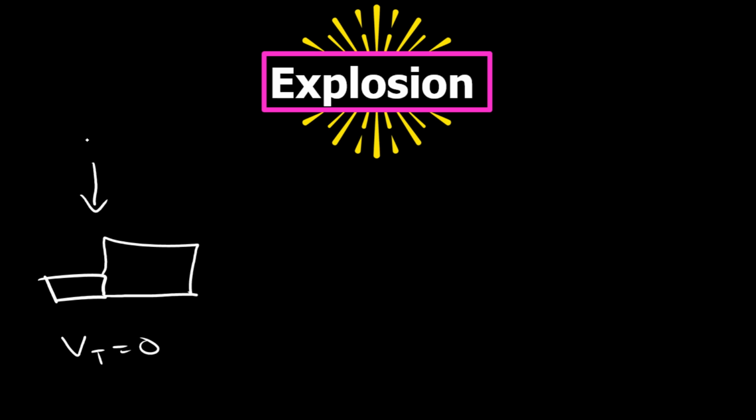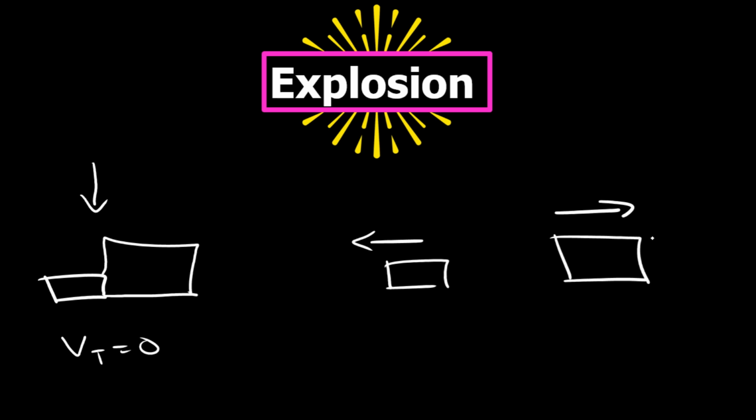For the collision, you start with both items, in the simplest example, at a total velocity of 0. Then you provide a hit or an explosion so that they move apart from each other, in opposite directions. The first one goes to the left, the second one goes to the right. This one will have its own velocity, which I'm going to call VA, and this is going to be VB. Now, momentum is still conserved.